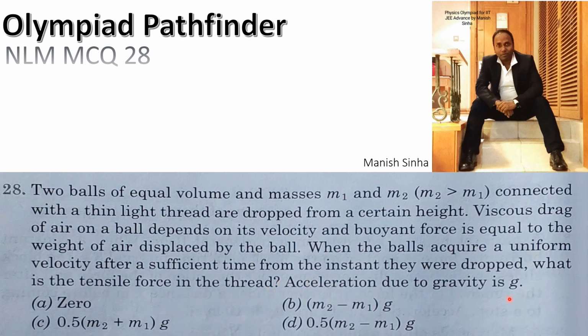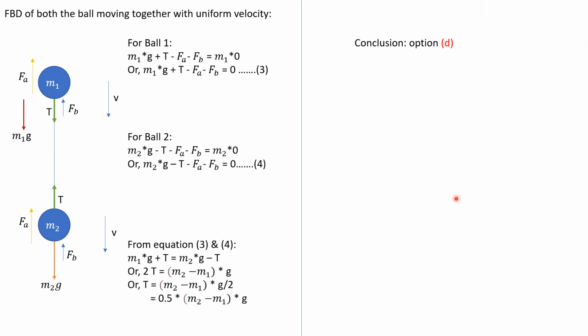Acceleration due to gravity is to be taken as g, and there are four options, so we have to solve it. Okay, so let us discuss this question and try to solve it.